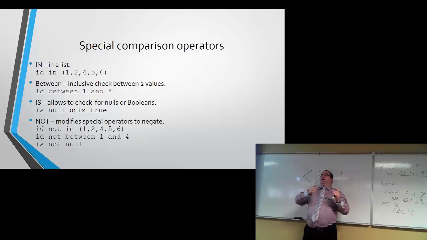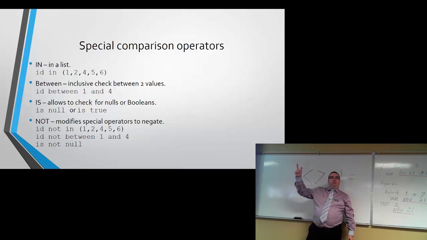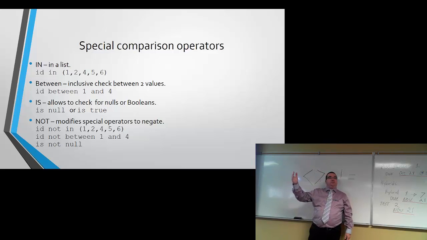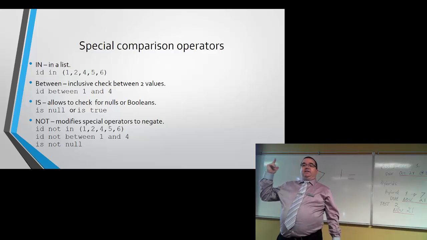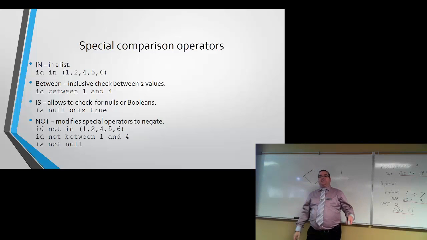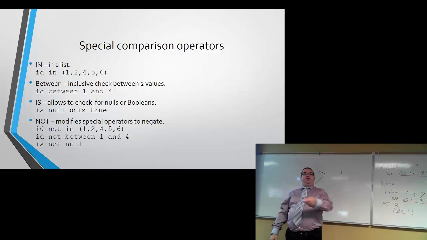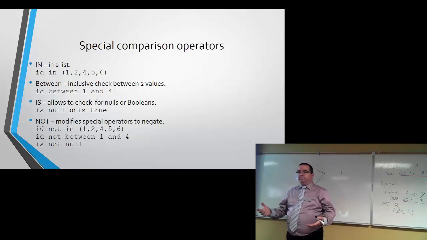Technically, you can go where active equals true, but it's better to say active is true or is false. For two reasons. One, it's easier to read. Two, is tends to be a Boolean operator by default. Is it or is it not? And then you've got not, which basically modifies the other three, right? Is not in this list, ID not in this list, ID not between this, or ID is not null. So those are the magic operators.